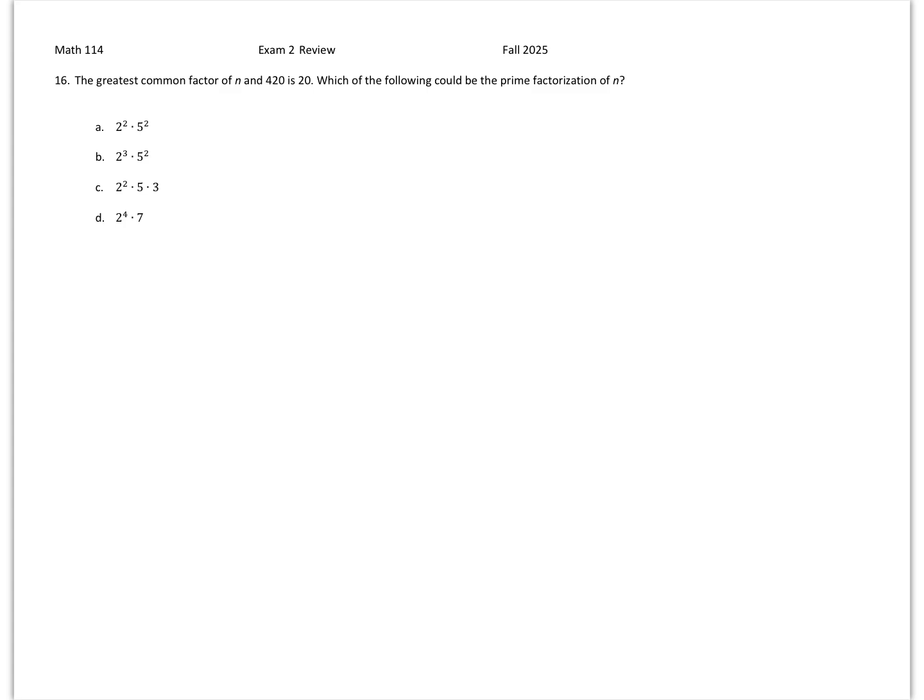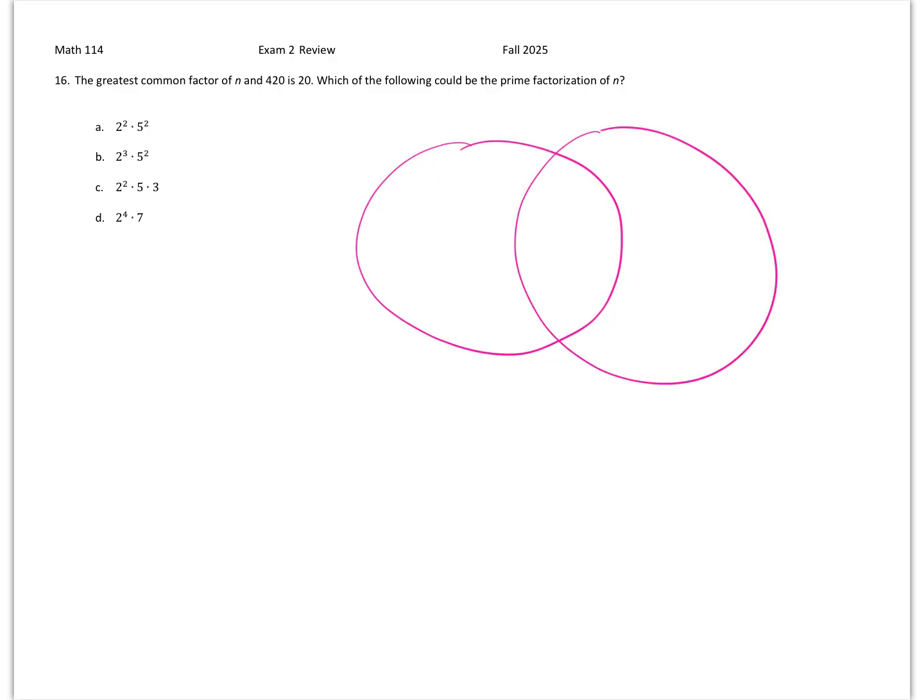The greatest common factor of n and 420 is 20. Which of the following could be the prime factorization of n? So I'm going to use my Venn diagram approach, and I'm going to have n and 420. I know the greatest common factor is 20, so I need to put the factors of 20 in here.